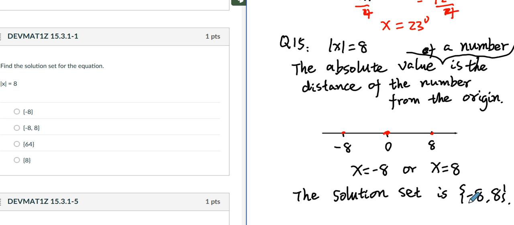values. The solution set you may write in this way, with set notation. You may write 8, negative 8, or you may write negative 8 and 8. Remember, here has to be what? Curly brackets. Okay? All right.